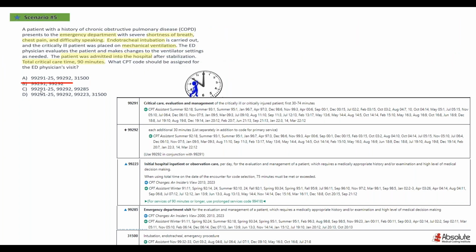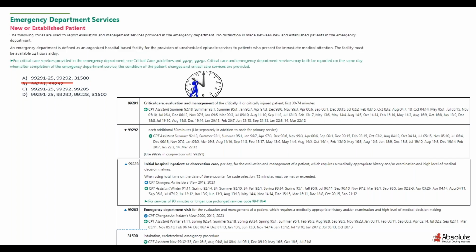So option B is incorrect because that's only coding for a critical care service. It's only coding for E&M services. So option B is incorrect straight away. And next, again, we are going to review another guideline. And I would say option C is also incorrect because that is also coding for an emergency visit and critical care services. Now, this guideline states that for critical care service provided in the emergency department, see the critical care guidelines 99291, 99292.